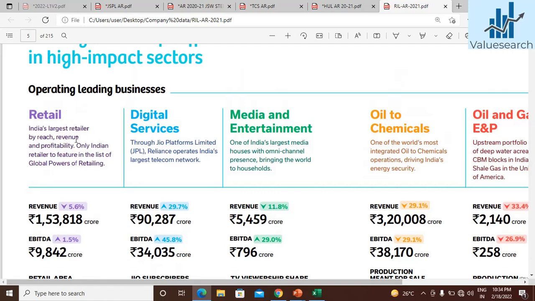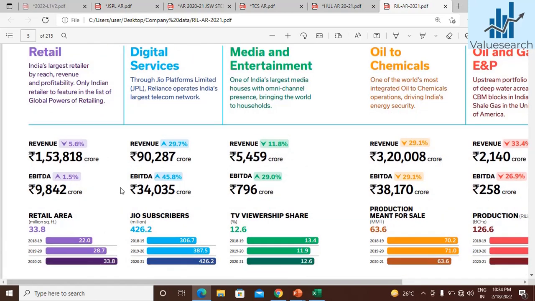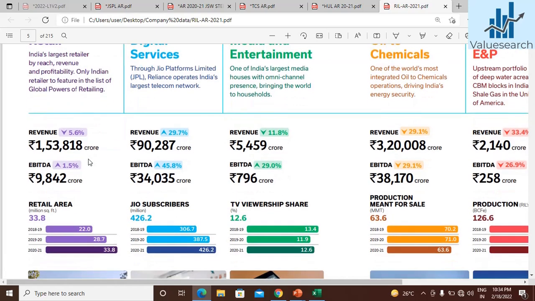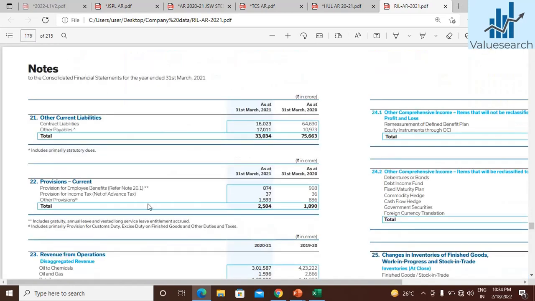So here is your answer. Operating leading businesses. And this is your answer. Retail: India's largest retailer by reach, revenue and profitability, only Indian retailer to feature in the list of global powers of retailing. The revenue is given over here. Now these figures are a little bit differing from what was mentioned in that number, right? So this is page number 5, remember. Page number 5, we were there.